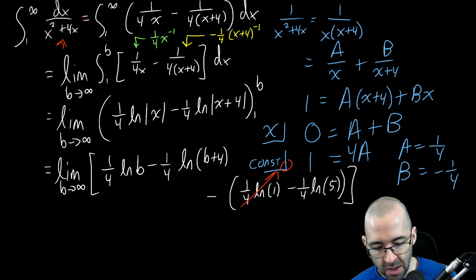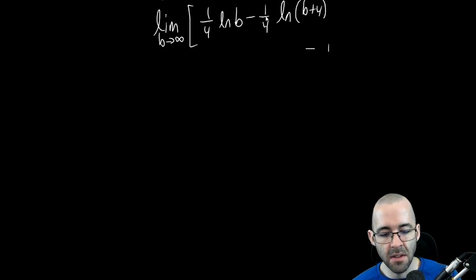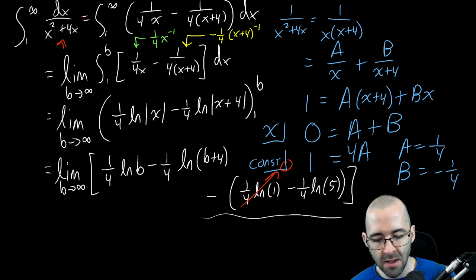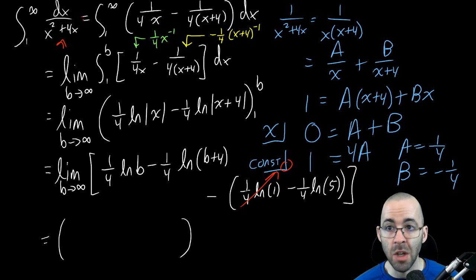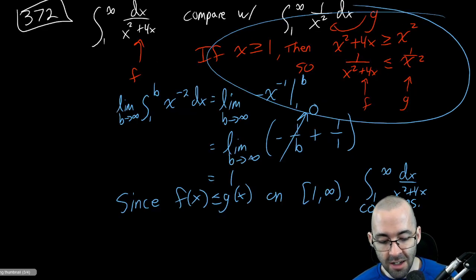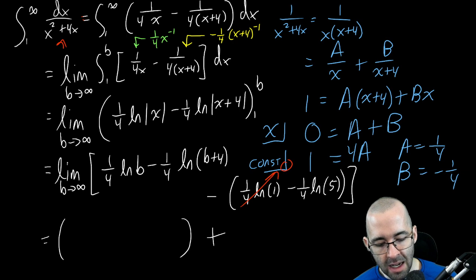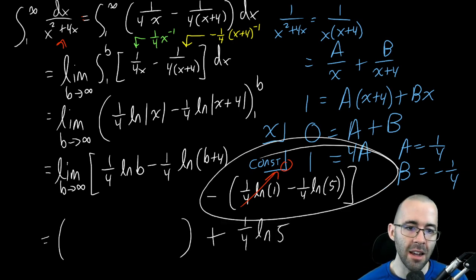Okay? And that's what we're going to do on the next page. We're going to go off to the side and look at this limit. Because once we find this limit, we're just going to subtract. Actually, we're going to add, right? It's just going to be that limit, whatever that is. And we know it converges, right? Because we used a comparison test. So we know this limit will equal something. And then whatever it equals, we're adding 1/4 times the natural log of 5, because we're subtracting a negative 1/4.